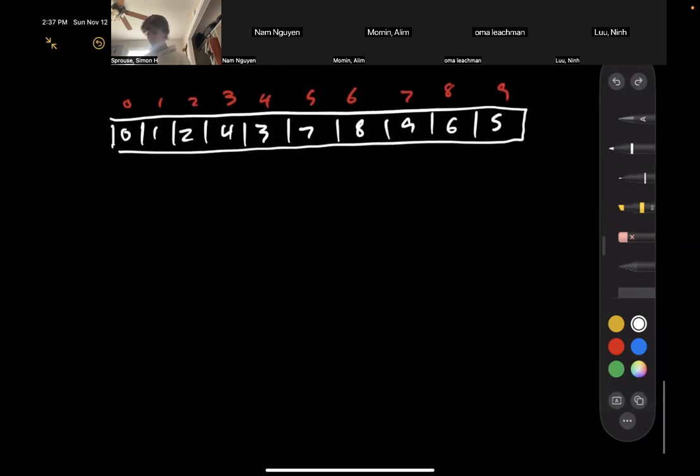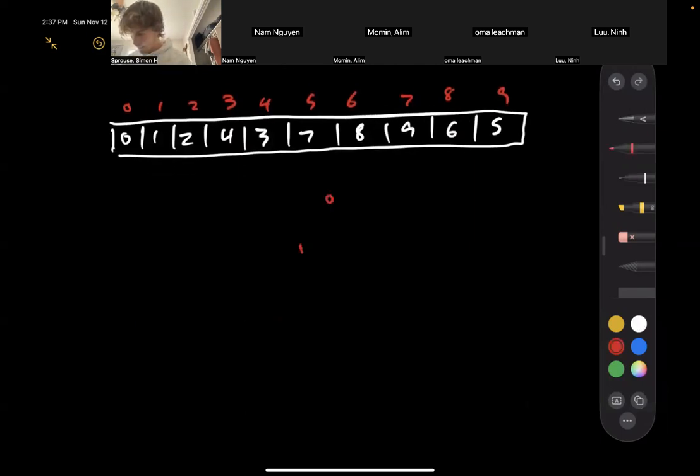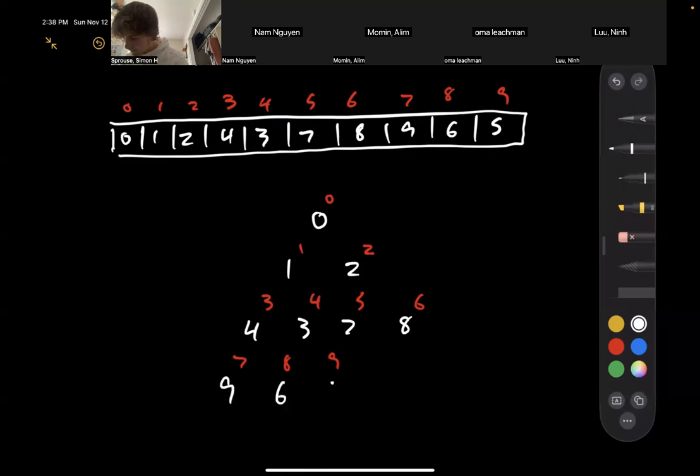So I'm going to just go ahead and draw this again. If we know that our indices are going to line up perfectly, or more or less perfectly, like so, 7, 8, 9. Let's go ahead and draw in our elements. So we've got 0, 1, 2, 4, 3, 7, 8, 9, 6, 5, and just draw arrows to make this make more sense.